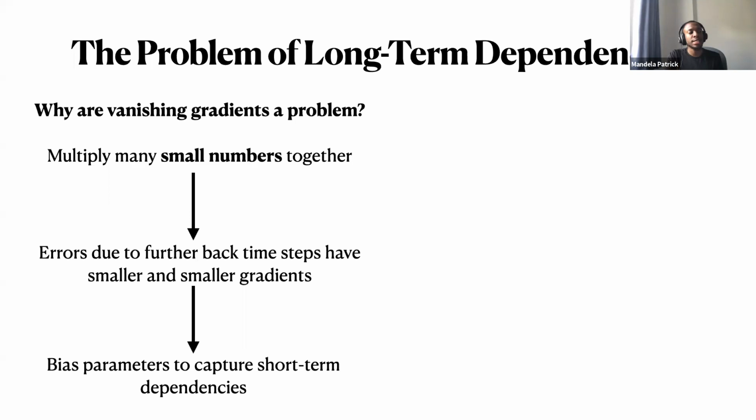And since it cannot capture long-term dependencies, because it cannot have gradients over a long temporal scale, the parameters instead capture short-term dependencies, which we do not want. Language is extremely complex and we want to be able to capture it over the long term.